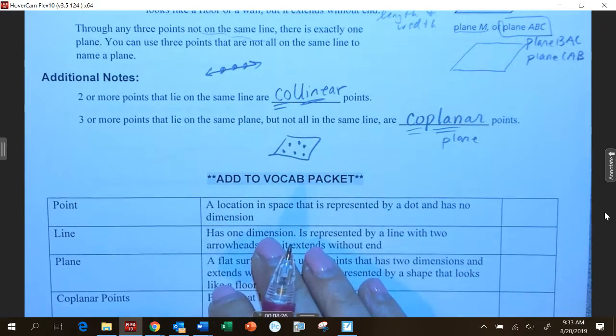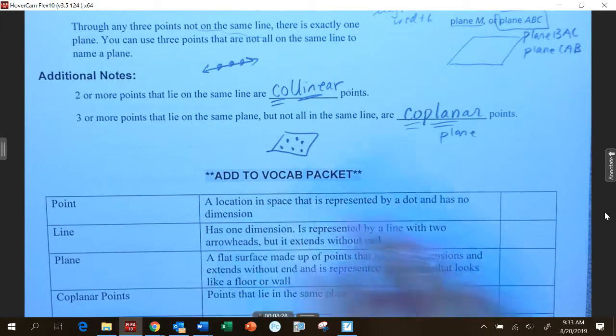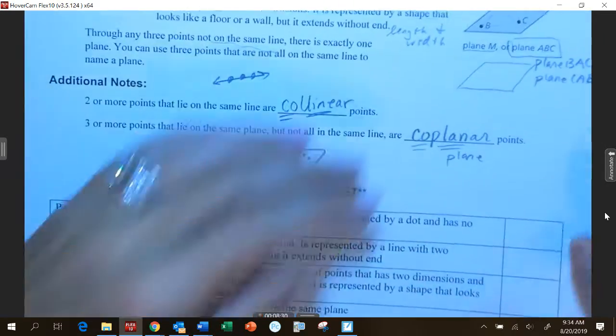Alright, and then add to the vocab packet. I'm not going to take time during the video for you to do that. You can go back and do that later.